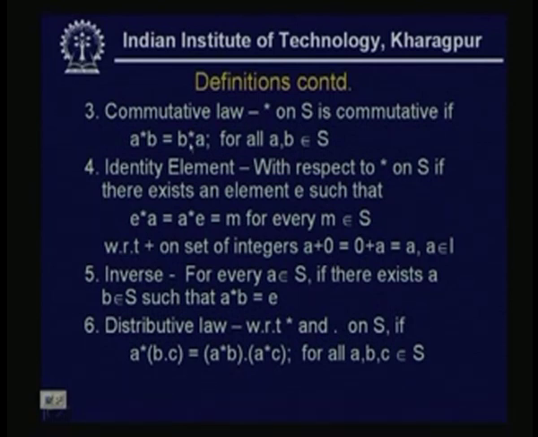Now, another rule is commutative. Again we are taking the same operator star and the same set S. That means the star operator on S is commutative if A star B equals B star A for all A, B belongs to S.